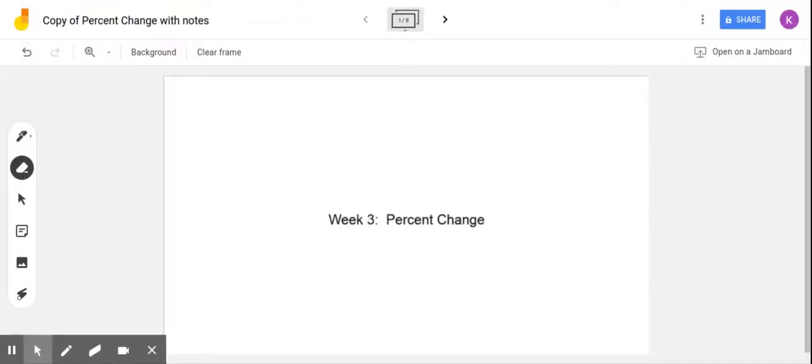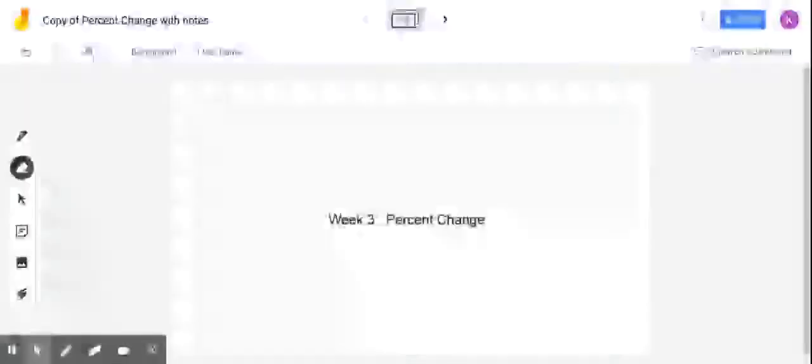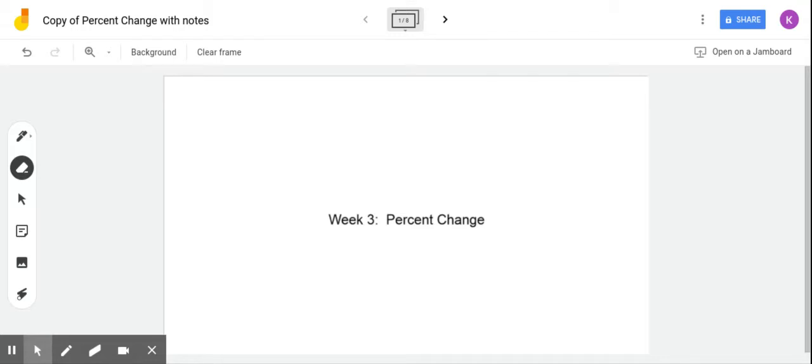Welcome to week 3, where we're going to talk about percent change. That's when something's going to increase or decrease, kind of like a discount or when you add tax to something. So when you have a discount, your price decreases. When you add tax to something, your price increases.